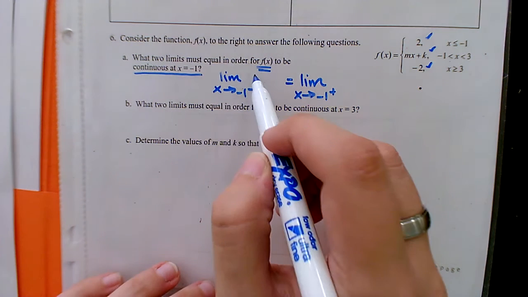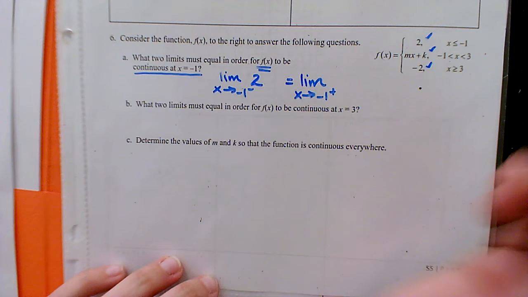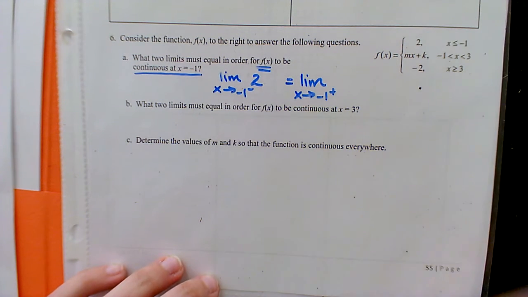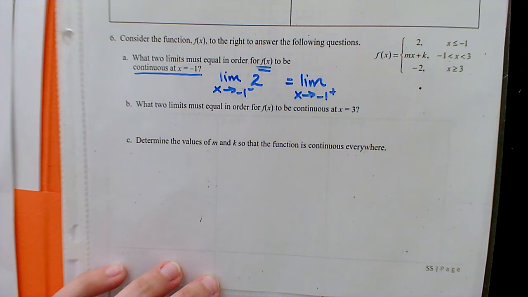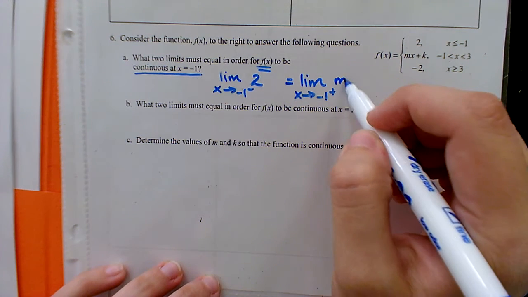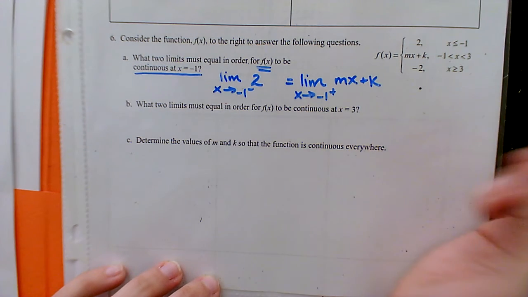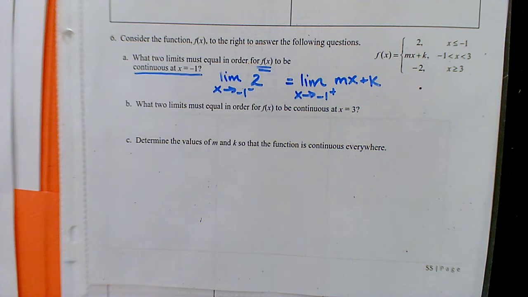Good, Braden? Okay, so let's go ahead and use the 2 function to represent the left-handed side, and then which function would represent the right-handed side of -1? Yeah, the mx plus k. Okay, the second one. Good.